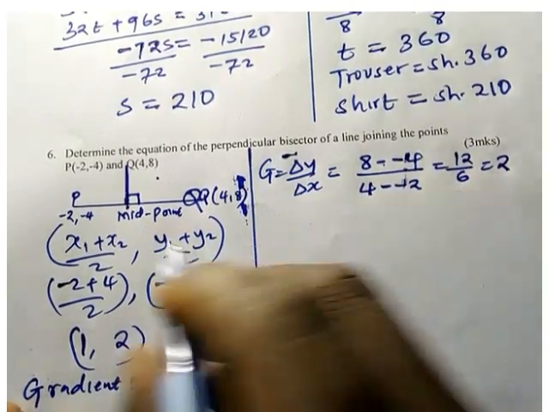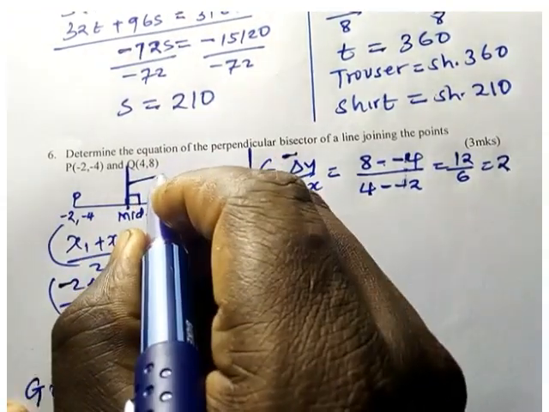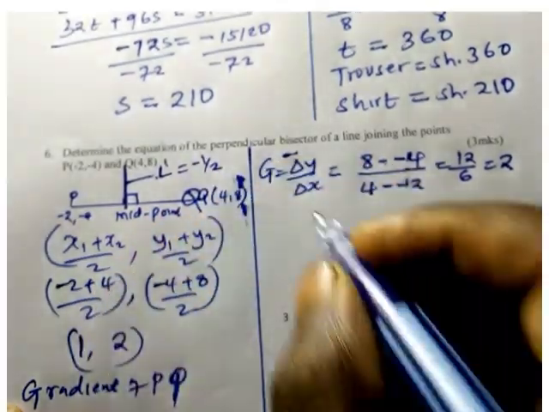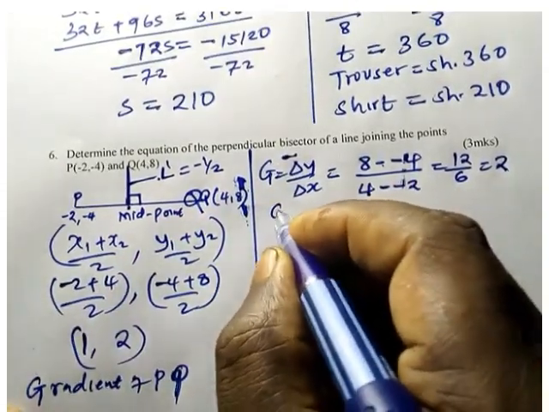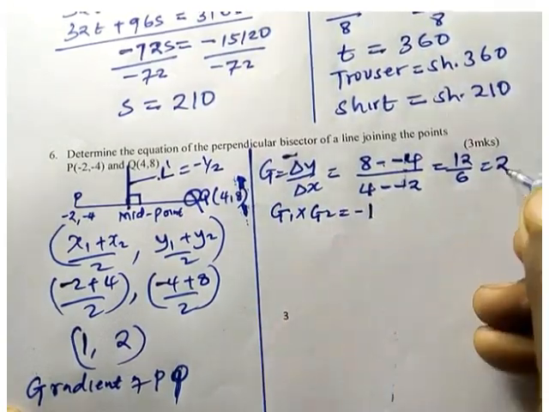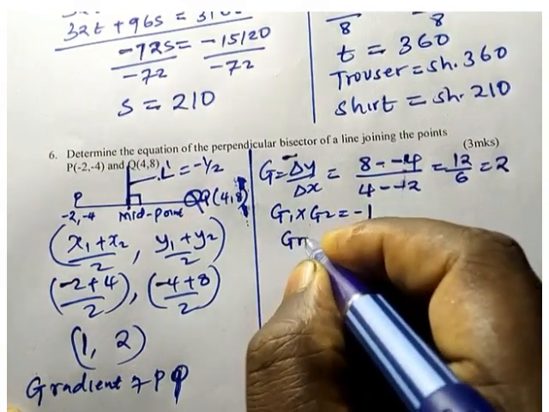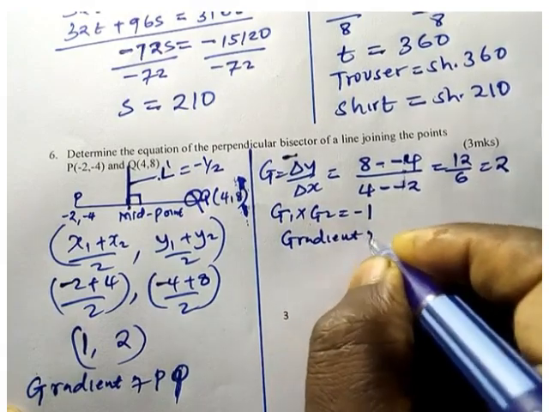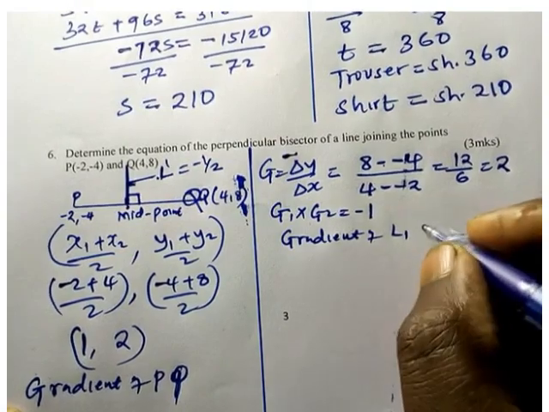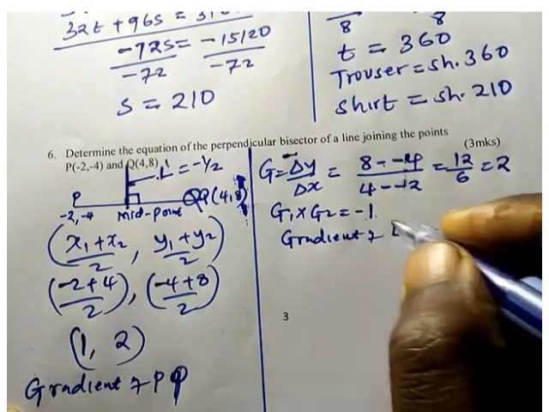So if the gradient of this line PQ is 2, then the gradient of this line, which is perpendicular, let me call it line 1, is going to be negative 1 over 2. Because for perpendicular lines, gradient 1 times gradient 2, the answer should be negative 1. So if I have 2, the other gradient is negative a half. So the gradient of line 1 is equal to negative a half. So negative a half times 2, the answer is negative 1.